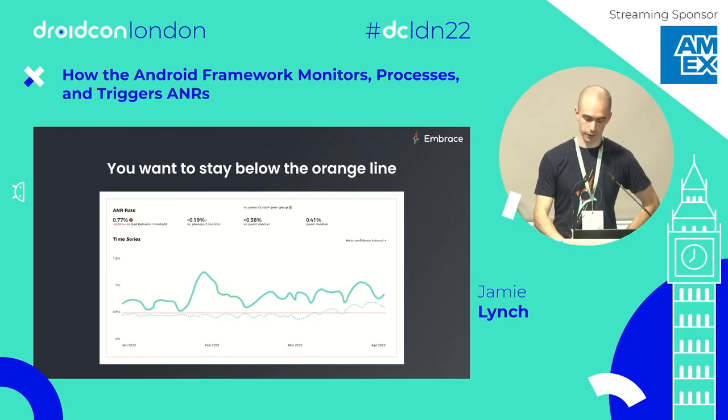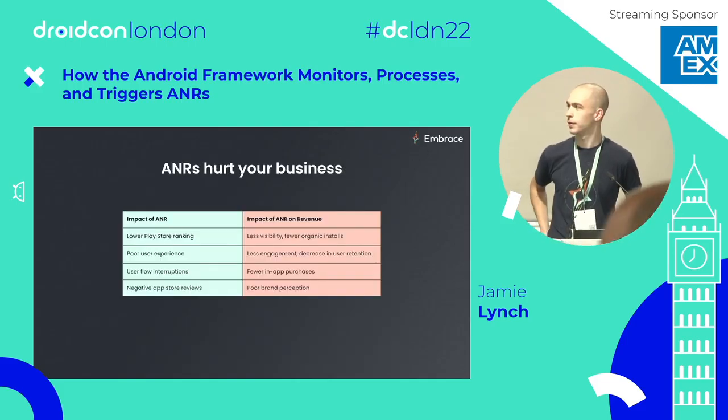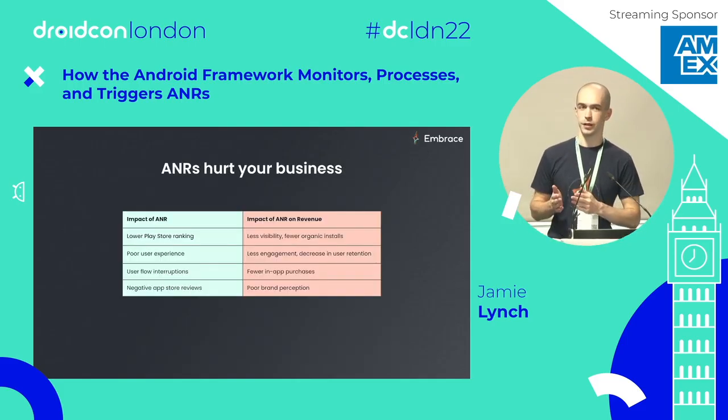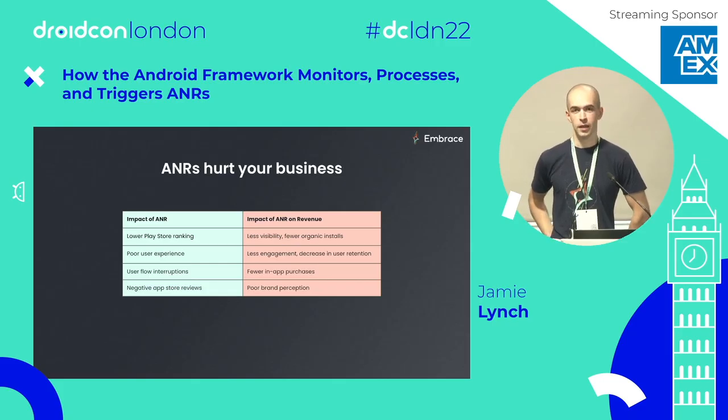There are various reasons why you might be going above that orange line. If you do, it's a bad experience for users, but it's also hurting your business. There are several consequences. You can have a lower Play Store ranking, so for example, you won't show up in organic searches on Google Play, and that can affect your customer acquisition. It's generally a bad experience all round, and if the user experiences a freezing app, they're far less likely to purchase something in your application.